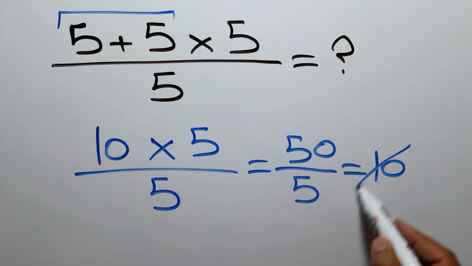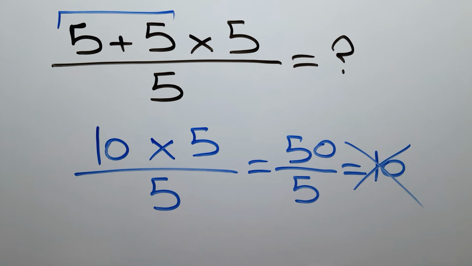But this answer is not correct, because according to the order of operations, which is PEMDAS, P stands for parentheses, E stands for exponent, M and D stand for multiplication and division, and A and S stand for addition and subtraction. First we have to do parentheses, then exponent, then multiplication or division, and finally addition or subtraction.